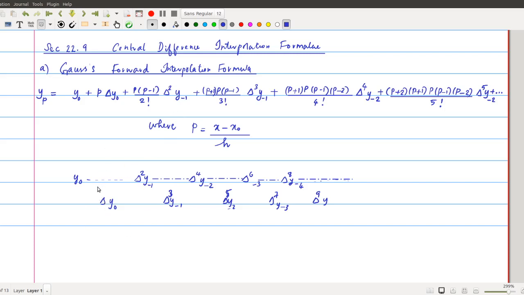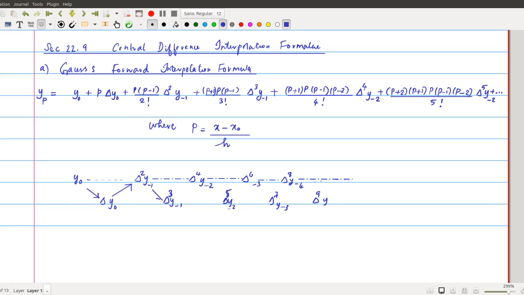Now we write this formula using y naught. This is y naught, the first term, and for the second term we write p times delta y naught. Then we move on in this way. For the third term we have delta square y minus 1 with p into (p minus 1) by 2 factorial. We add one more term in the numerator compared to the previous term, that is p minus 1, and since there are two terms, we have 2 factorial.